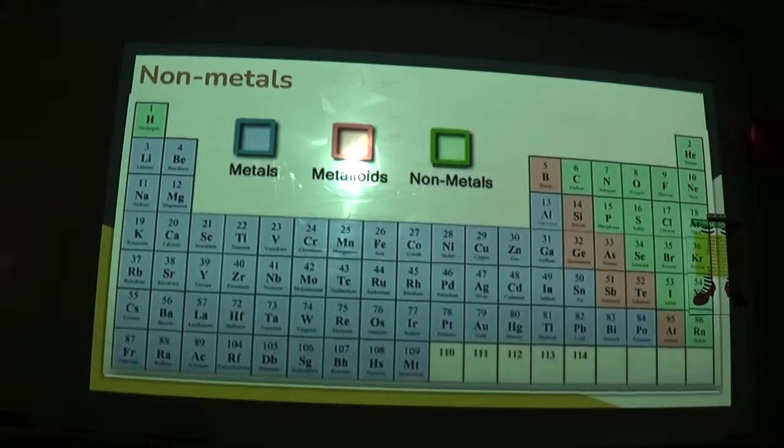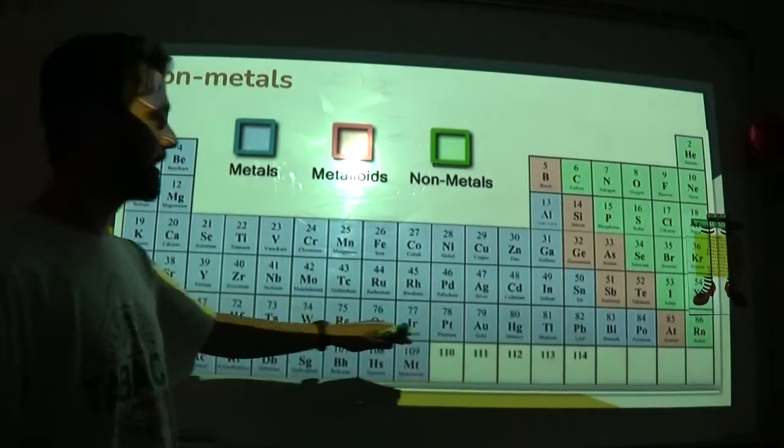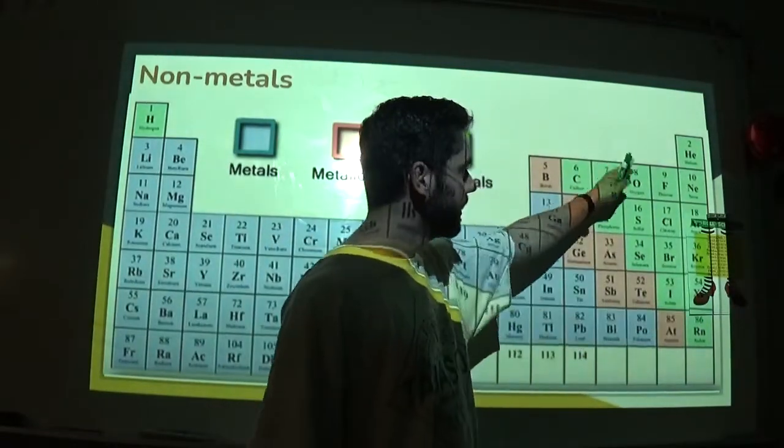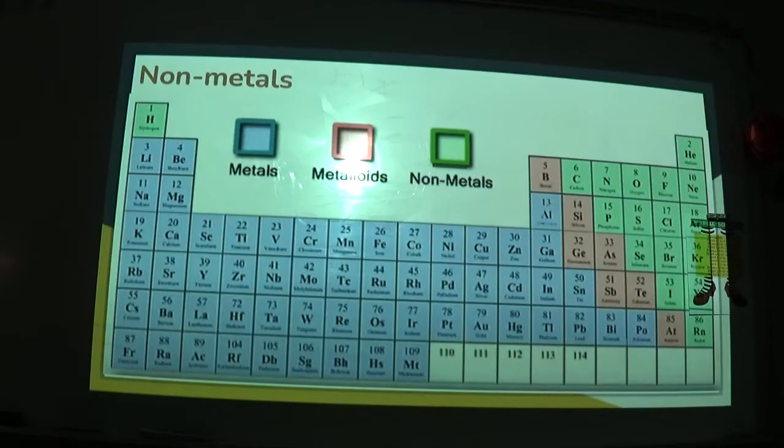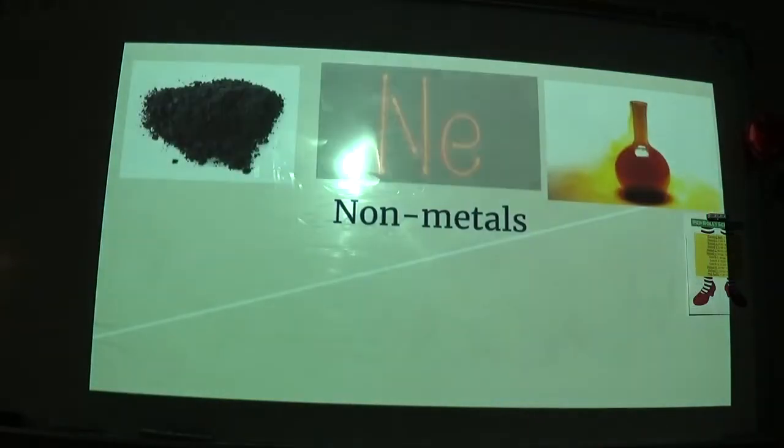Great. Then we have non-metals. So, different part of the periodic table. Non-metals are over here, on the far right side of the periodic table. There's not as many of them. There's like 20 of them, I don't know. Okay, non-metals might look like this.